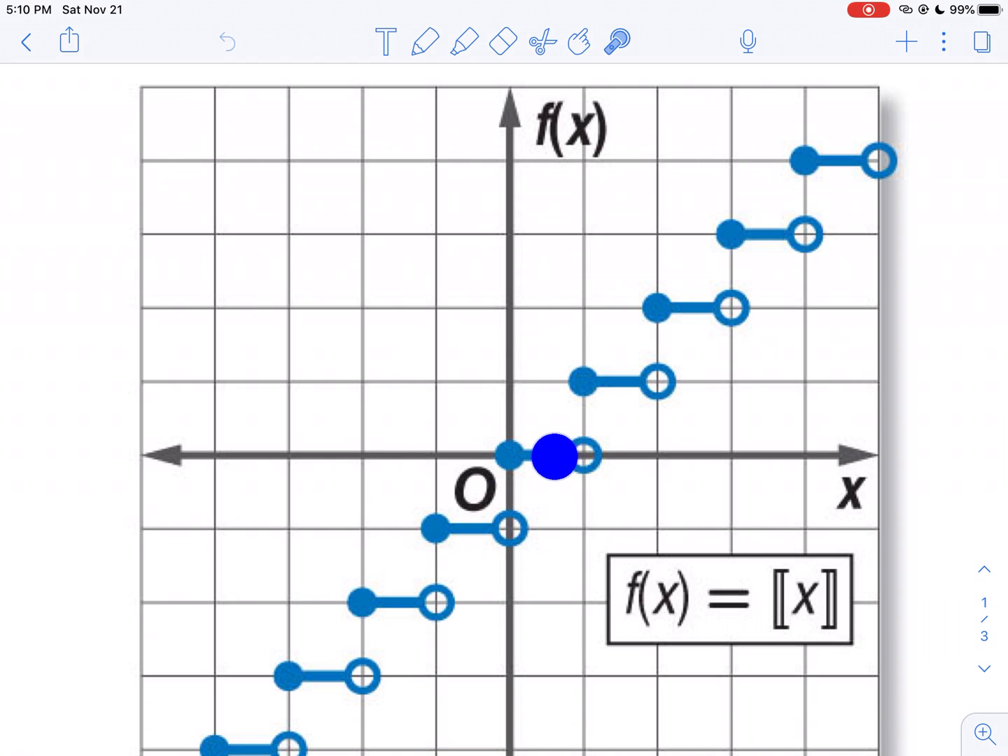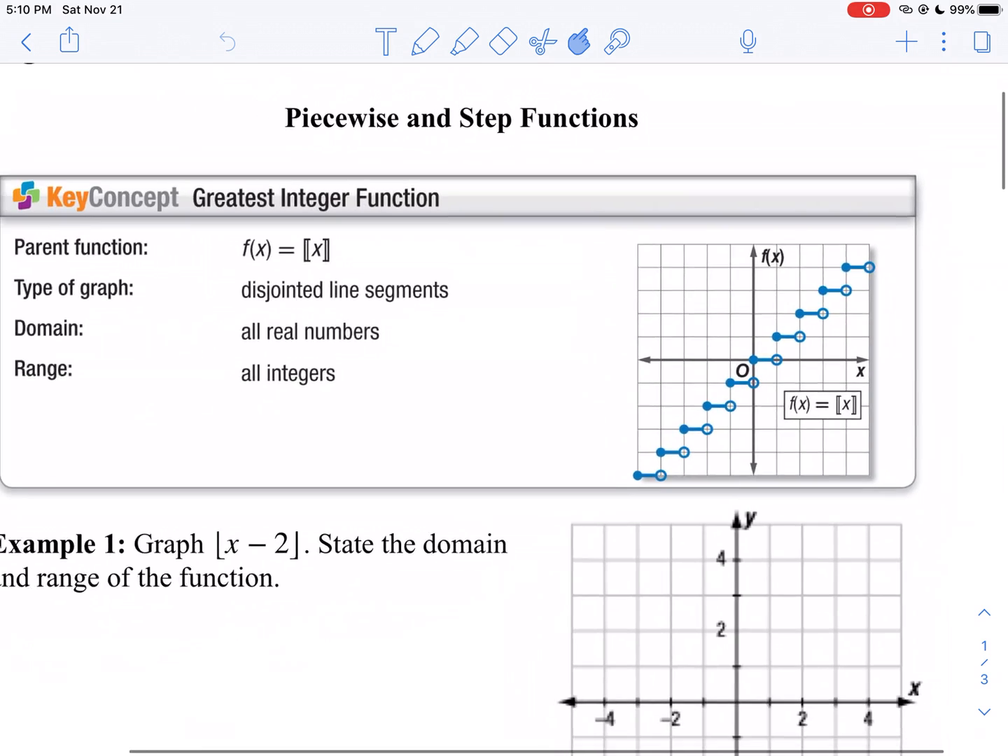If I put 0.7, that would still be 0. When I get up to 1, well, 1 is 1. That's the biggest integer that's less than or equal to it. If I go 1.2, it's still 1, and so on. So that's what we're going to do when we graph this.